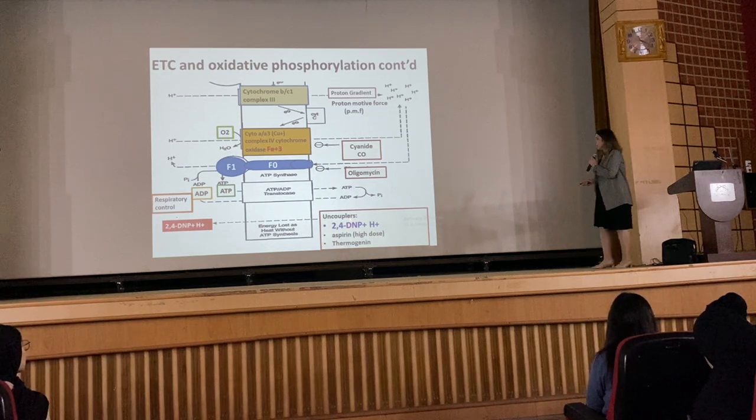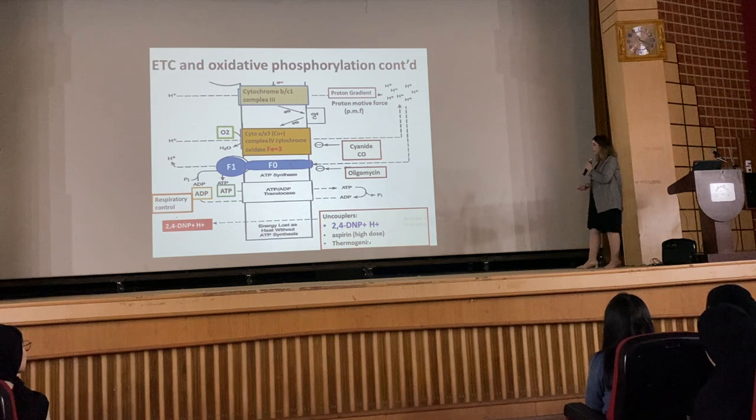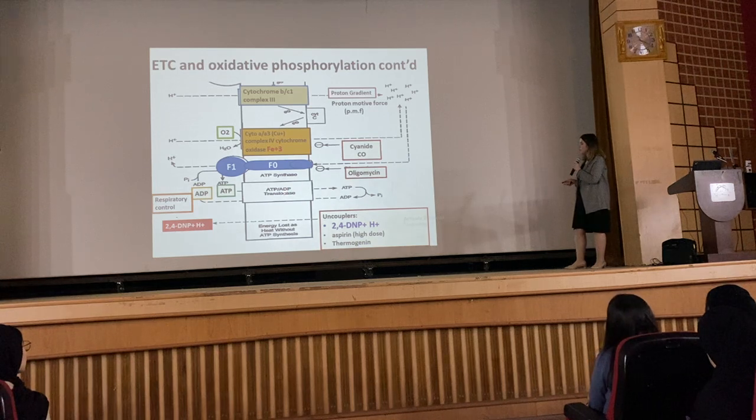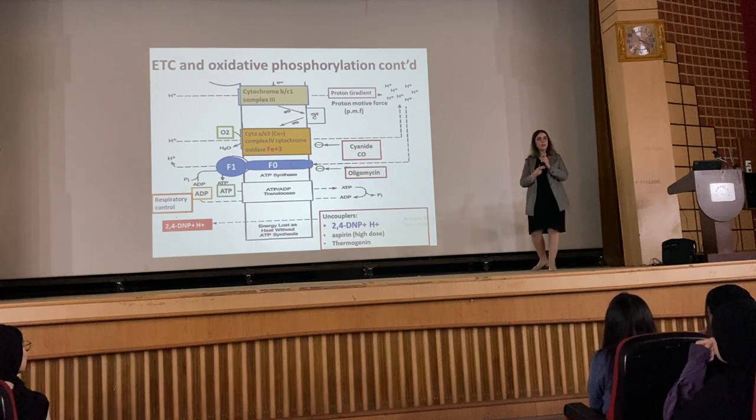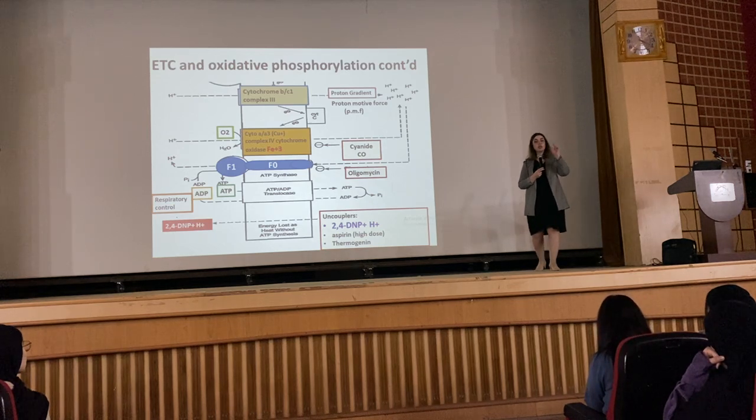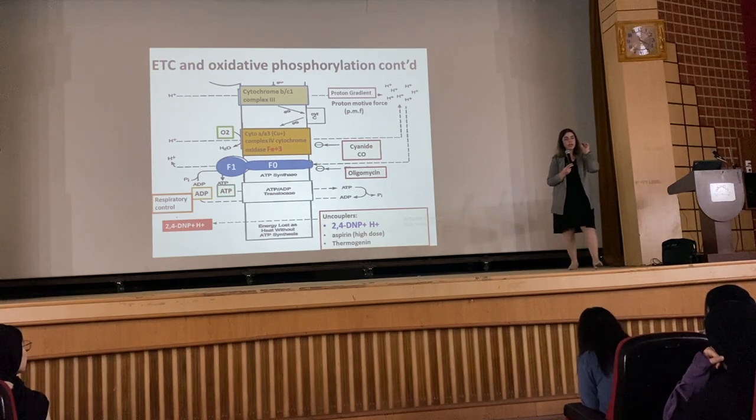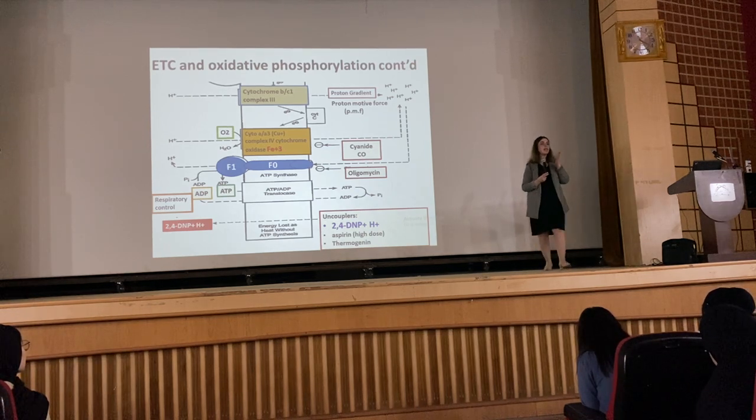One example is 2,4-dinitrophenol, which was used as an obesity medication, comparable to high dose aspirin or thermogenesis. Normally about 50% of the energy of the proton gradient is used to make ATP, and the other 50% is liberated as heat. Yes, it will help you to maintain your body temperature. It will liberate it as heat.